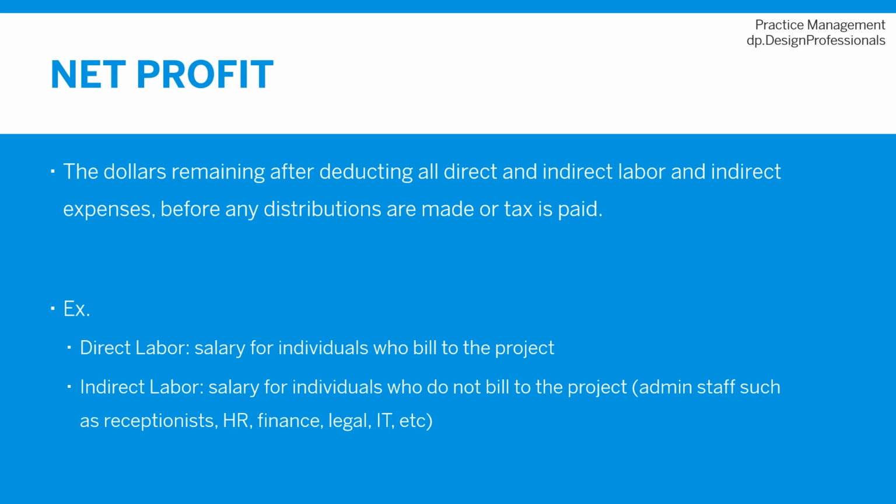Direct labor is any labor that can be billed to a project or client, and indirect labor is typically those hours worked that cannot be billed to a project or client, such as the work of admin staff. Indirect expenses are any expenses that are not for a specific project, such as the cost of an office lease, office supplies, internet fees, benefits paid to employees, and marketing costs.